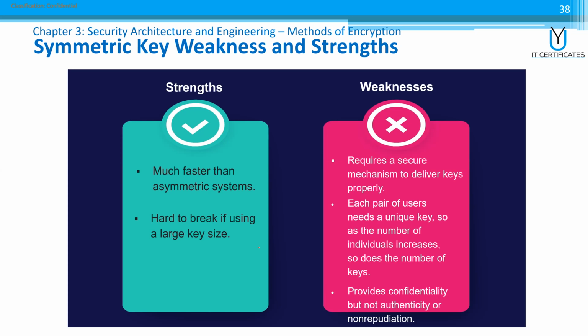What are the weaknesses? It requires a secure mechanism to deliver keys. As we mentioned, we will not be able to deliver it on a clear text medium. Each pair of users needs a unique key: me and Andy, me and Amr, me and Badr, and so on. So as the number of individuals increases, so does the number of keys. It provides confidentiality, but not authenticity or non-repudiation, and we will cover this later.